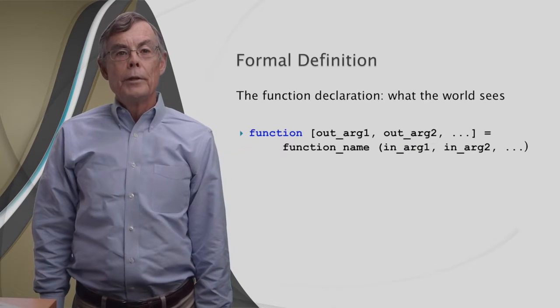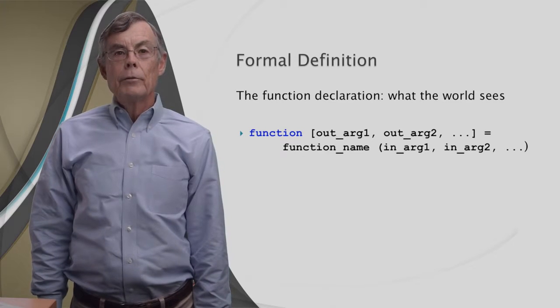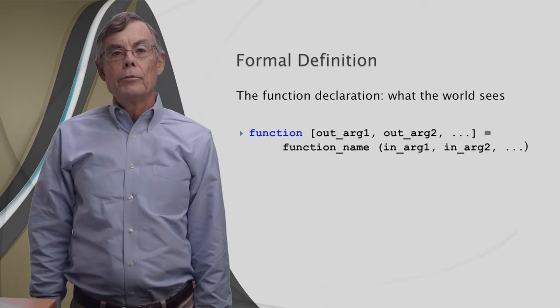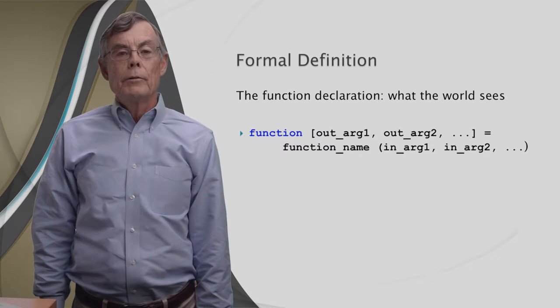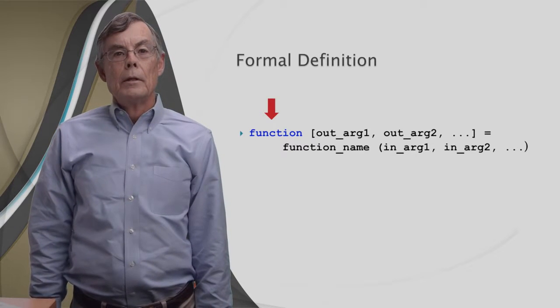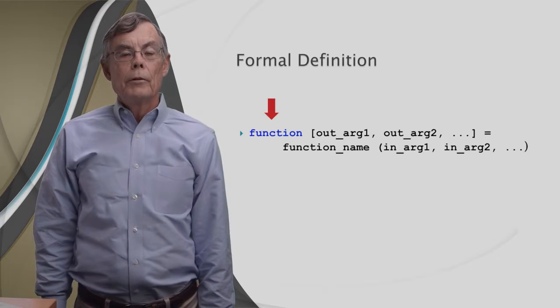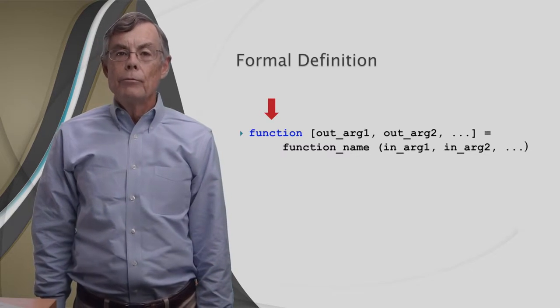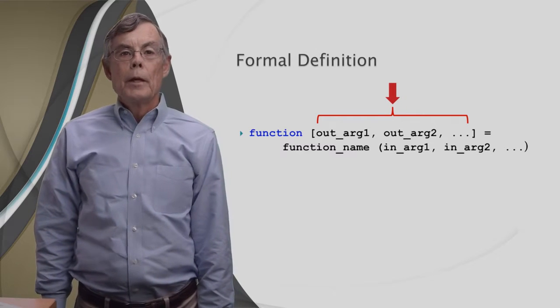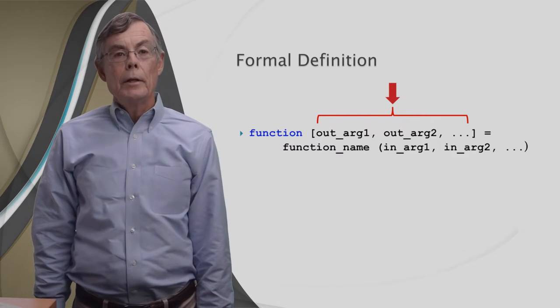Enough to study the formal definition of MATLAB functions. A function's interface with the world is defined in a header at the beginning, and that header is called the function declaration. The declaration starts with the function keyword, and to remind you that it's a keyword, MATLAB highlights it for you in blue. Then come the output arguments, if you have any.